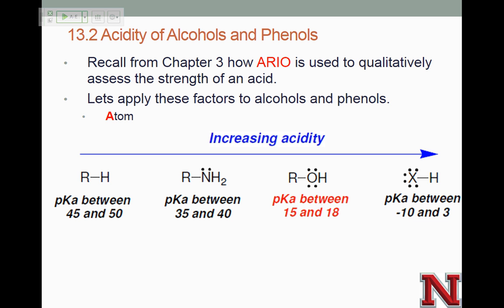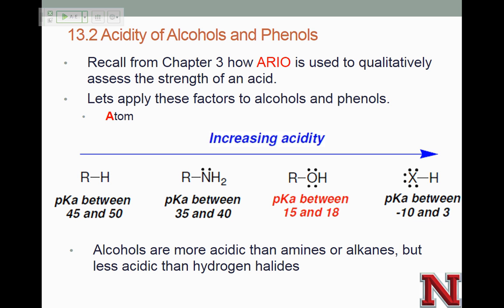Our alcohols are between 15 and 18, and then of course our halogens, most of them, not HF, but most of our halogens are strong acids because our halogens are good leaving groups. So we know our atom makes a difference. Alcohols are more acidic than amines or alkanes, but they are not, compared to our strong acids, very acidic. They're still fairly weak. They're all weak acids unless we're talking about the 6 strong acids that you learned in general chemistry.